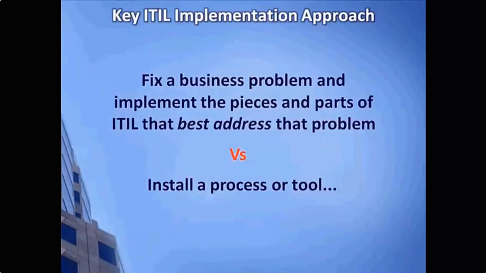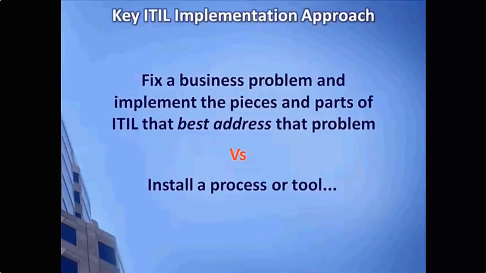So this is the crux of our key ITIL implementation approach. Again, we want to fix a business problem and implement the pieces and parts of ITIL that best address that problem. There's a common mistake of many organizations that have tried to implement ITIL, and they start with a process or a tool. For example, we're going to implement this particular tool for incident management, and that's our ITIL project. Or maybe we're going to implement a process like incident management or problem or change, and that becomes our ITIL project.